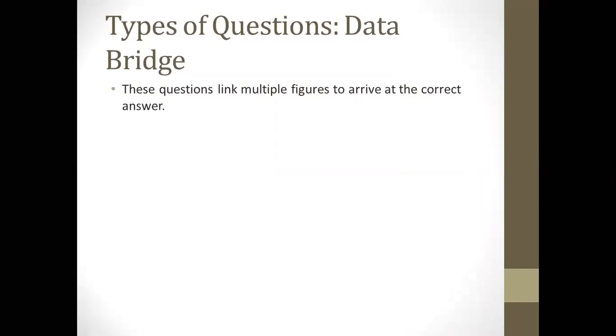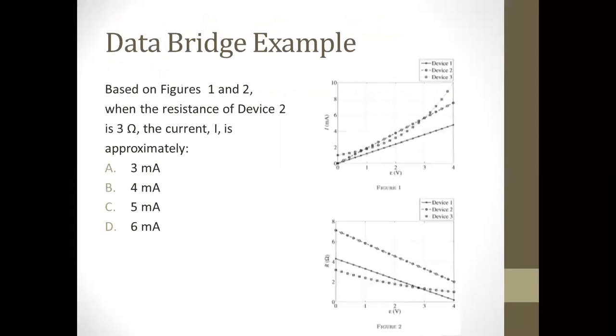Then we have data bridge questions. So these ones link multiple figures, and you need the multiple figures to arrive at some correct answer. Between these figures, there's some sort of bridging variable or common variable that allows you to get to the answer.